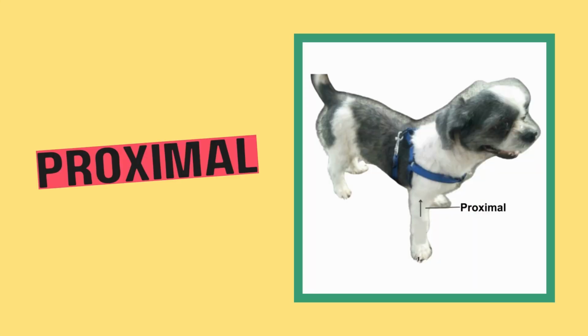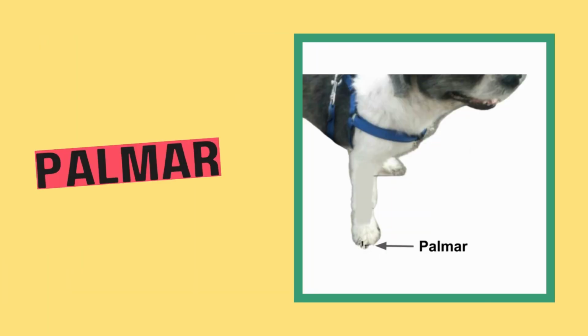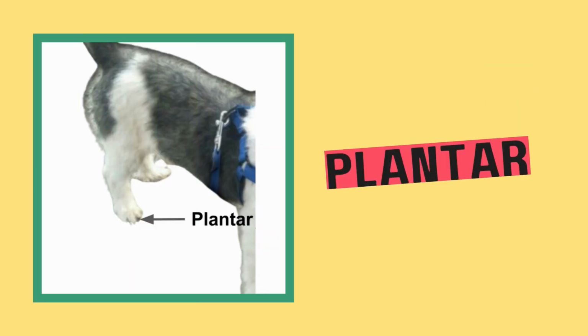The proximal as shown in the picture is the point towards the origin, while the distal is the point away from the origin. Palmar in anatomy is the aspect of the forepaw or the palm of the hand of a dog, on which the pads are located, while the plantar is the aspect of the hind paw or sole of the foot of a dog, on which the pads are located.